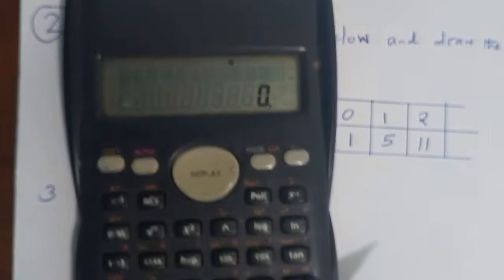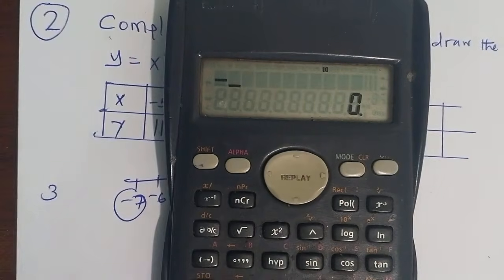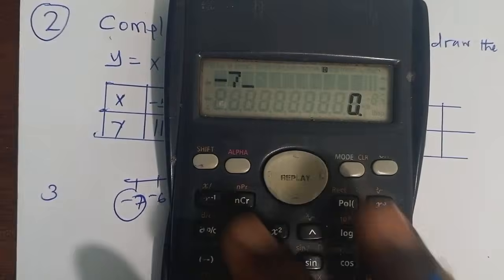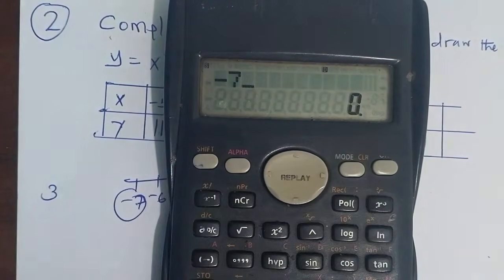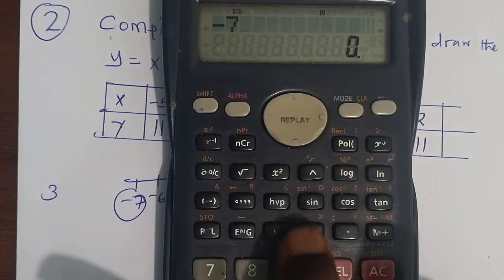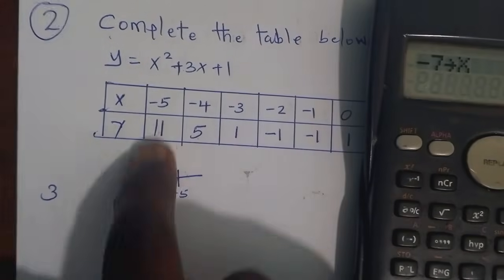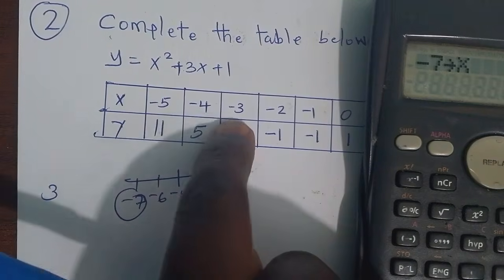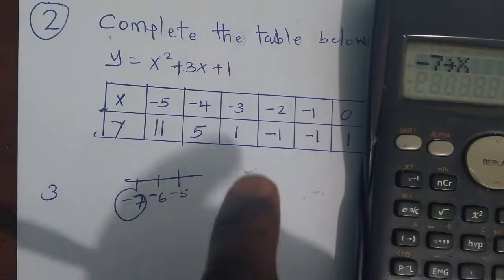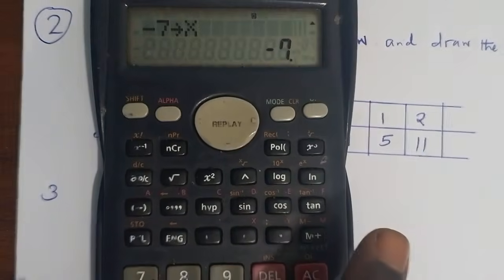So let's start. We start at negative 7. Then press shift, store, x. Then the range, as you can see, it is negative 5, 4. So it is keeping 1 unit each. So that's what we insert now.